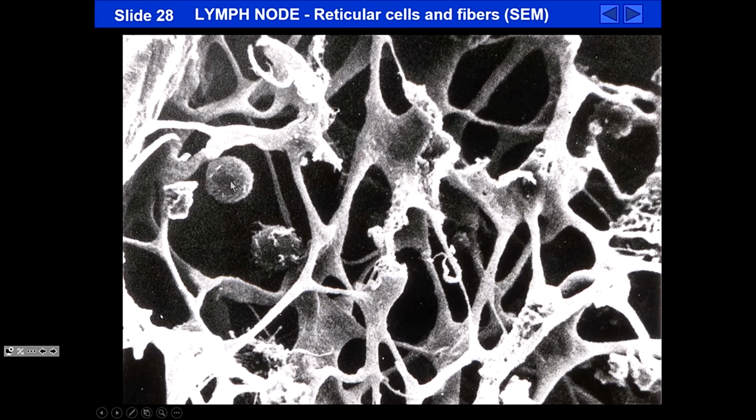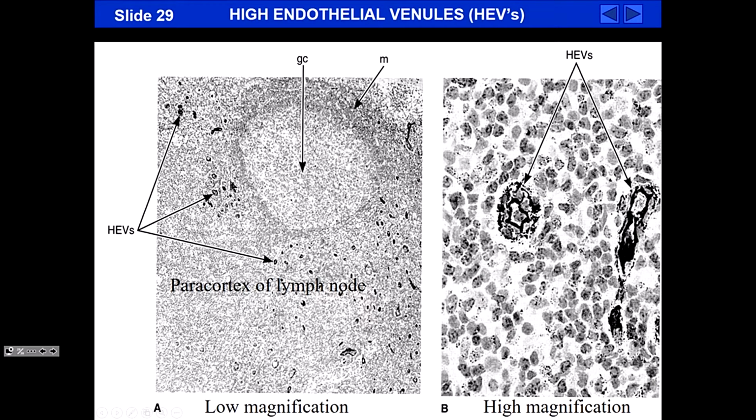Any questions? Okay, so here are high endothelial venules in the paracortical region, right? Cortex, medulla's down here. Paracortex enriched in T cells. Here are these high endothelial venules magnified even higher. You can see they're more or less cuboidal, not so much squamous.